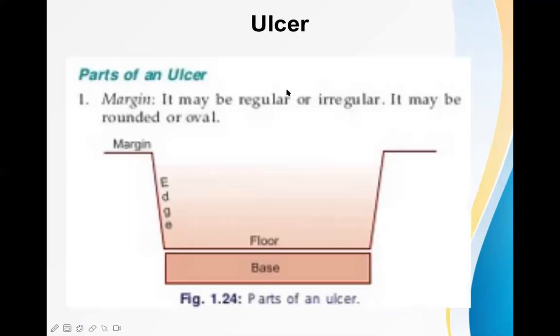Now, another part of this class is, what are the parts of an ulcer? Very important one. In the exam, we love to ask this type of questions. Now, ulcer has got different parts. You can see right here in this picture. This is called margin of the ulcer. This is called edge of the ulcer. Here is the floor of the ulcer. And this is called base of the ulcer. So, margin of the ulcer, edge of the ulcer, floor of the ulcer, and base of the ulcer.